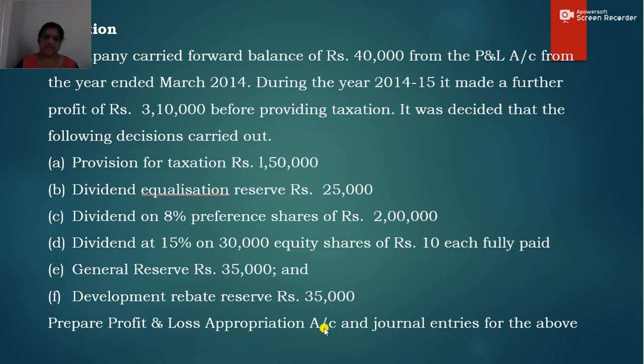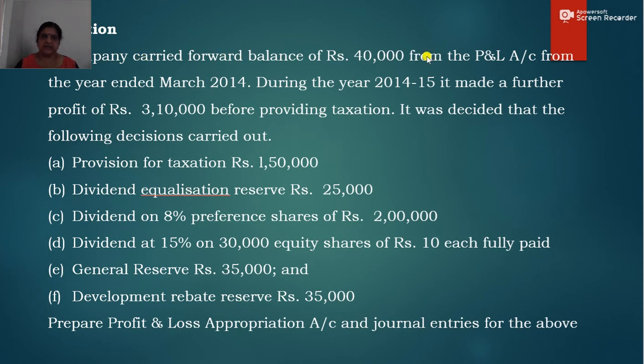So you have to prepare the profit and loss appropriation account. It is already stated that the ascertainment of surplus or deficit according to the statement of profit and loss is similar to the profit and loss appropriation account. So you have to prepare the surplus or deficit in the statement of profit and loss itself. Also pass journal entries for the above. So this is the question. Now what are the things given?